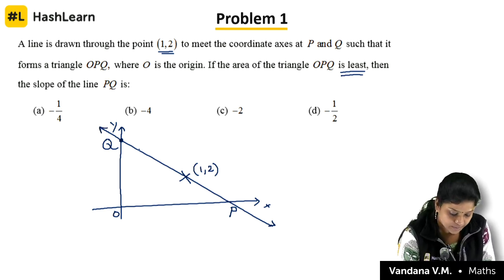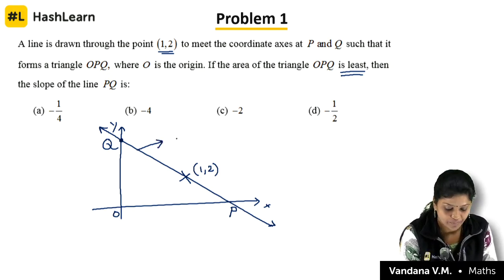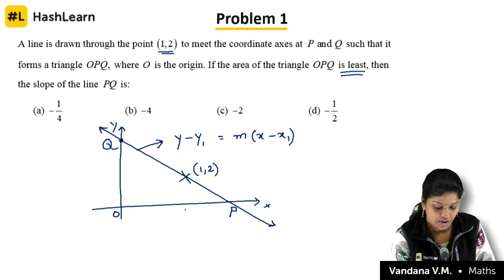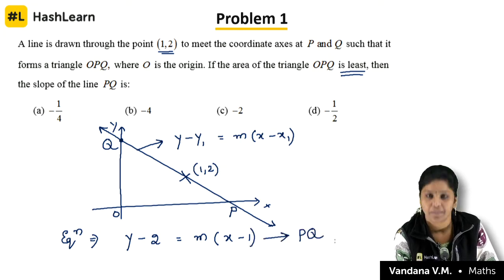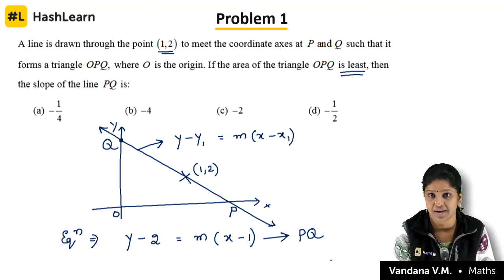So I should know the slope of this PQ. Understood, right? We can say that this is passing through 1, 2. Passing through a point, what is the equation of a line? y minus y1 is equal to m into x minus x1. Here the equation of the line becomes y minus 2 is equal to m into x minus 1. This is the equation of PQ. But I don't know m, the slope. That is what we have to find by taking the condition that the area becomes least.